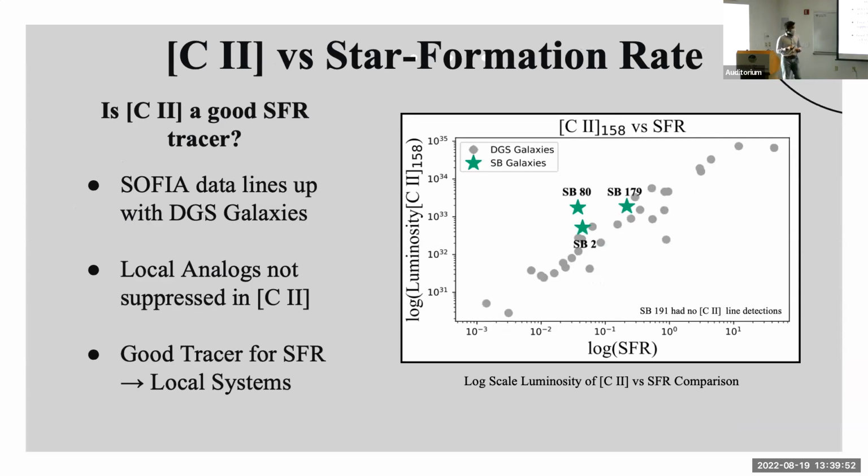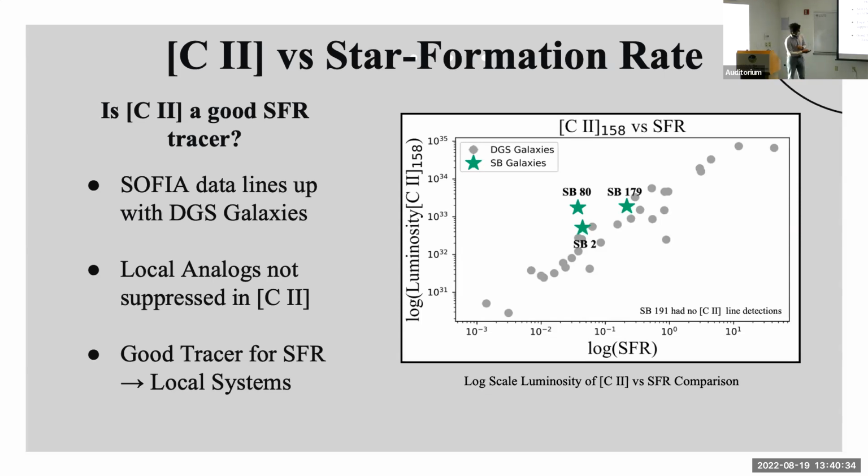The next question we had was whether C2 is a good tracer for SFR, because when we looked at C2 in high redshift systems, what we observed was that C2 was suppressed, and it was difficult for us to make a conclusion whether it is a good tracer for star formation rate or not. But when we plotted the data from the SOFIA telescope for the SB galaxies with the Dwarf Galaxy Survey, we see a pretty tight correlation over here. And we can say that the local analogs are not suppressed in C2, and C2 is a good tracer for star formation rate in local systems.